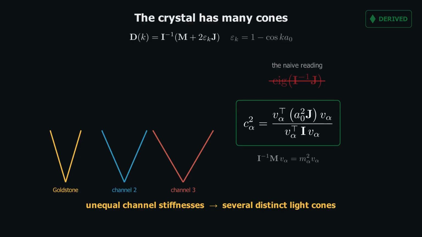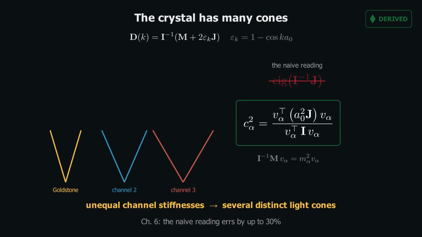When the channel stiffnesses are unequal, the branch speeds are unequal, and the vacuum carries several distinct light cones at once. That is birefringence in the strict crystal optics sense: different modes, different speeds, one medium. Calcite, but between internal channels instead of crystal axes. And I will flag now what chapter 6 will make sharp.